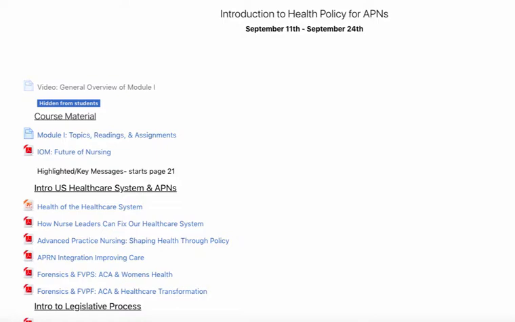So at the beginning of our module, we're going to take a look at the introduction to the U.S. healthcare system and how APNs essentially are integrated within our system, or how we would like to integrate them more within our system. When you have a chance, just briefly look through that PowerPoint that says Health of the Healthcare System. You'll be rather surprised when you look at the outcomes of patient health in terms of how much we spend in the U.S. in comparison to other developed countries.